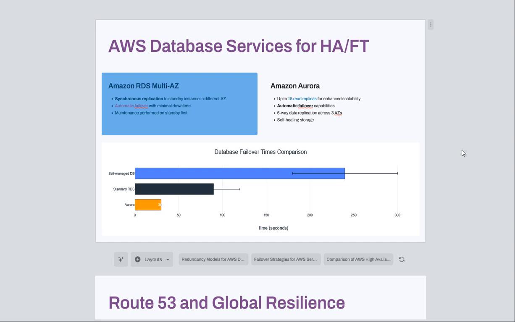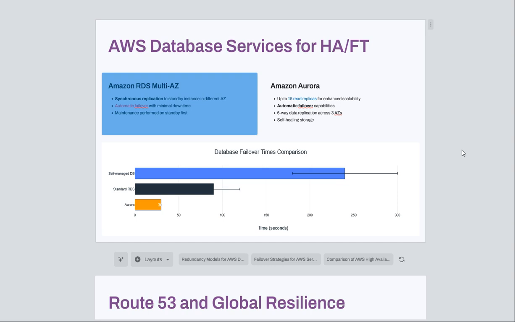So then we've got Amazon Aurora, right? You can go up to 15 read replicas for enhanced scalability. So if you have a very big, heavy read workload, you can go up to 15 read replicas, right? And it also has automatic failover capabilities, right? It has six-way data replication across three availability zones, right? And it has self-healing storage. Those are the features of Amazon Aurora, right?